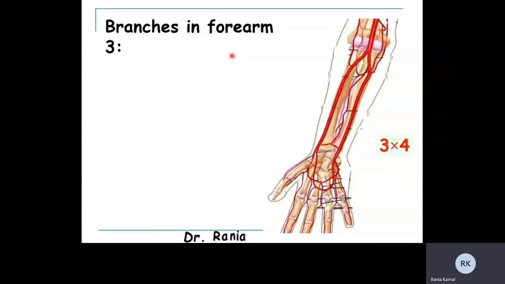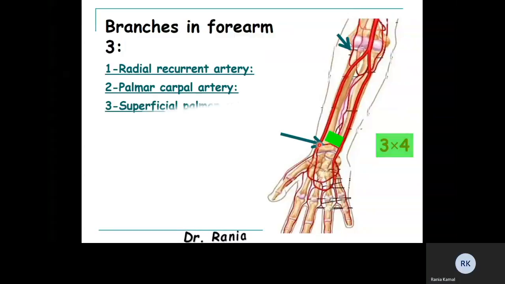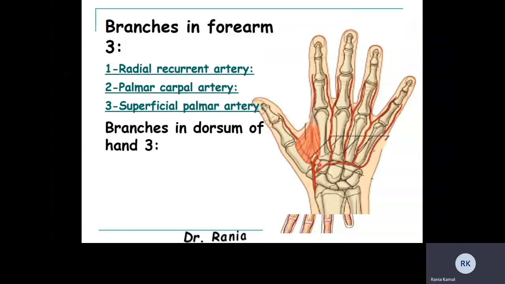Branches of the radial artery in the forearm: it gives three branches. The first one is the radial recurrent branch, which runs in front of the lateral epicondyle. Then the palmar carpal artery, which shares in the formation of the palmar carpal arch. And the superficial palmar artery, which descends to the palm of the hand to share in the formation of the superficial palmar arch.